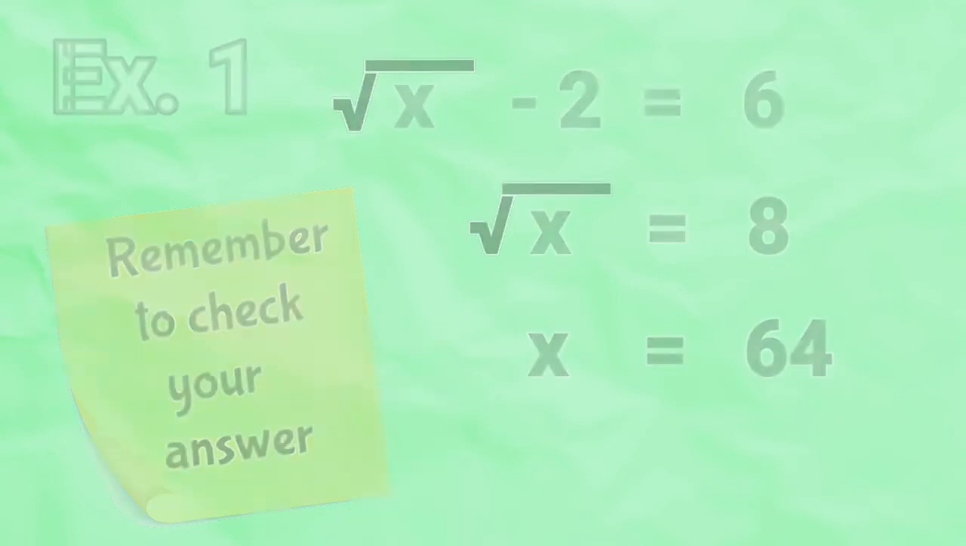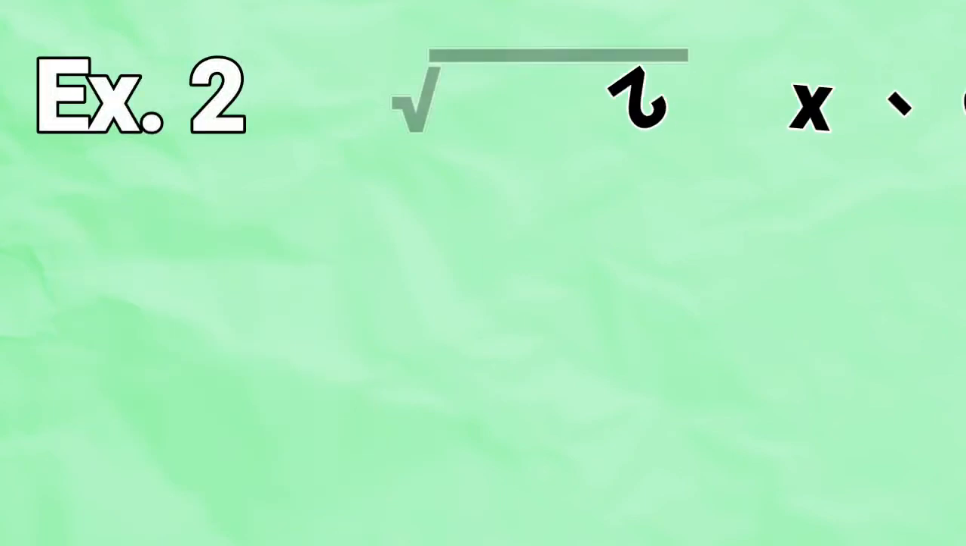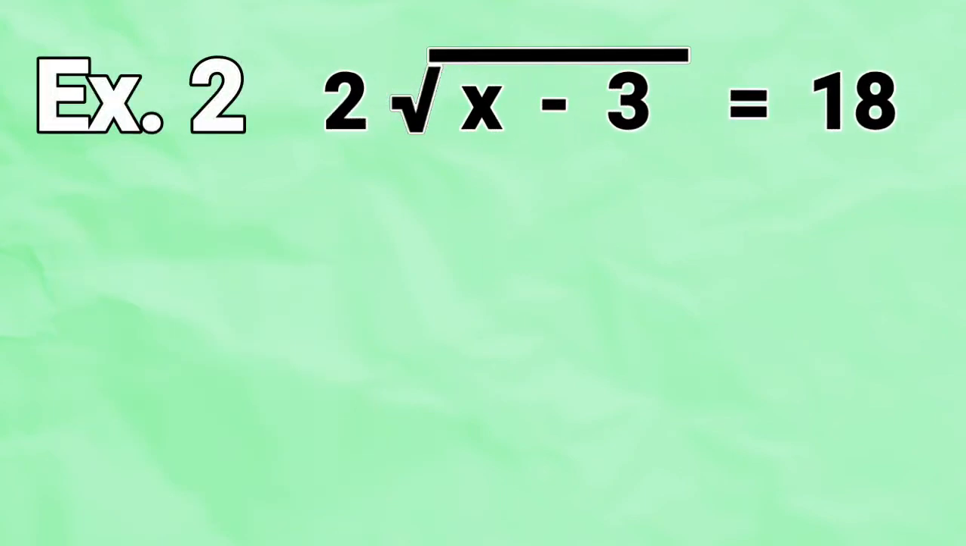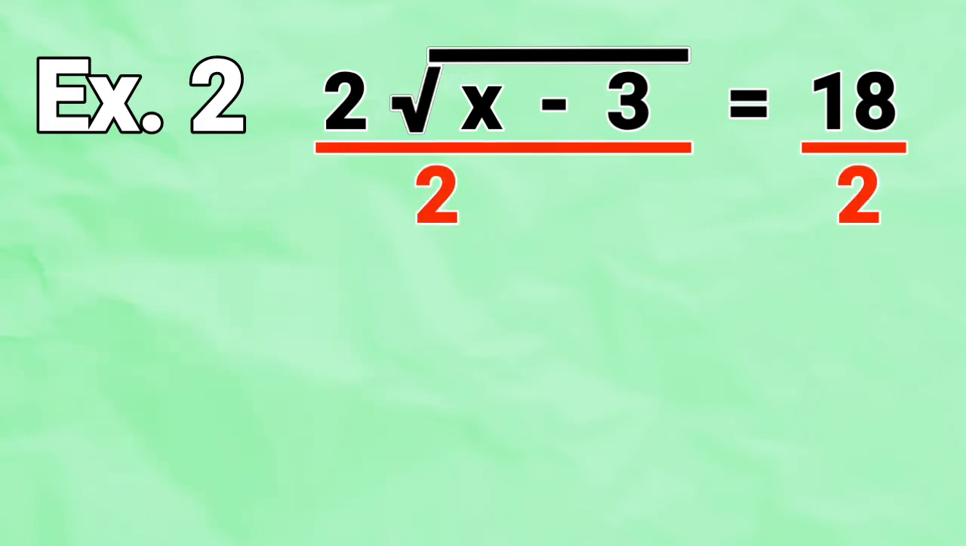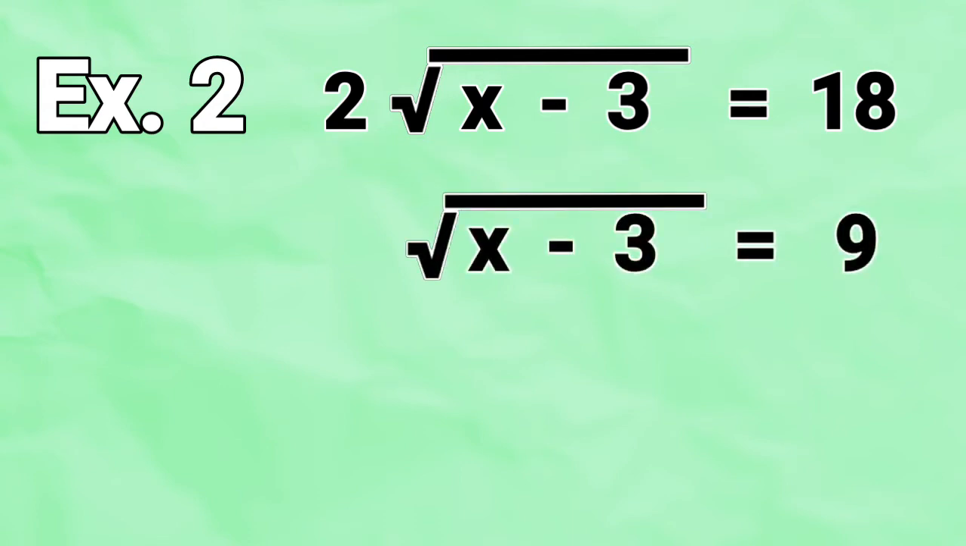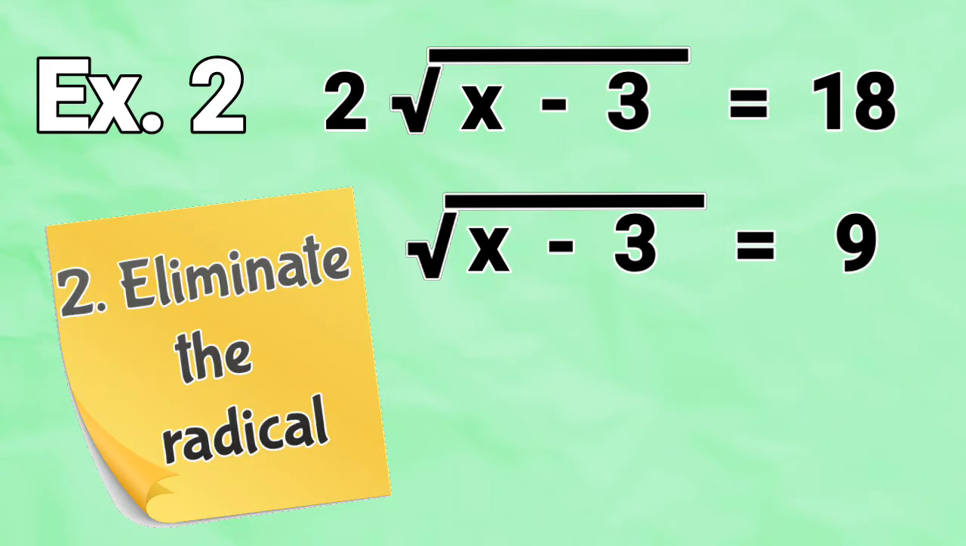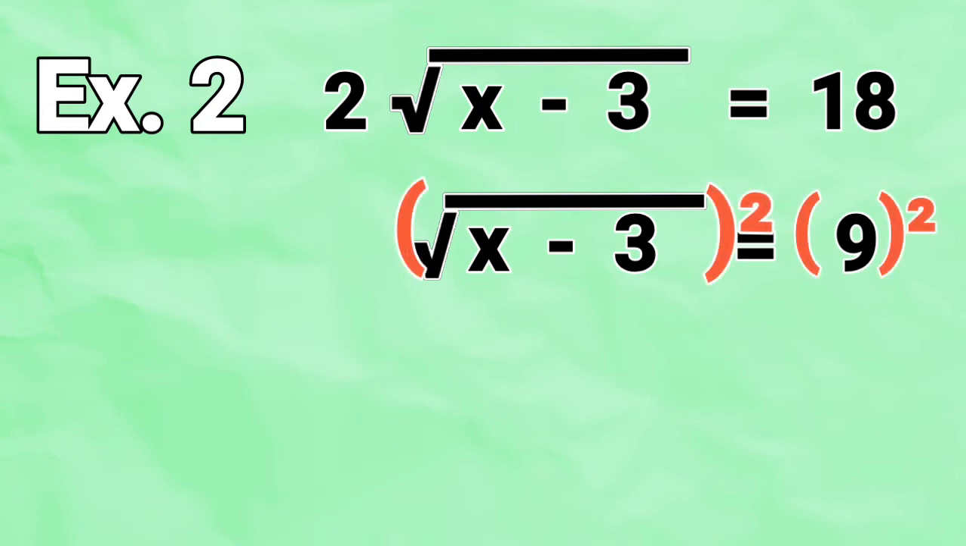For example 2, we want to solve the equation 2 times the square root of x minus 3 equals 18. Our first step is to isolate the radical expression. So we'll divide both sides by 2, and we get the square root of x minus 3 equals 9. Our next step is to eliminate the radical. So we'll square both sides of the equation, and we get x minus 3 equals 81.